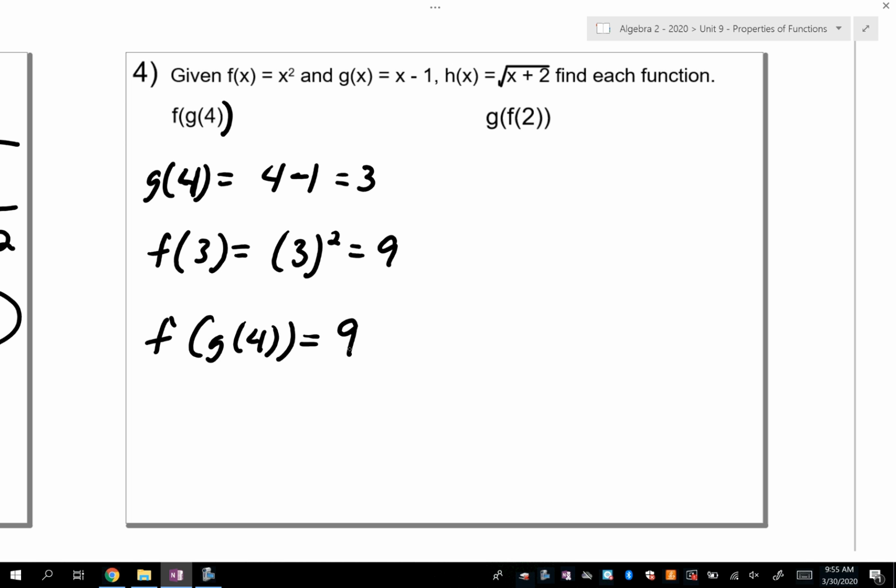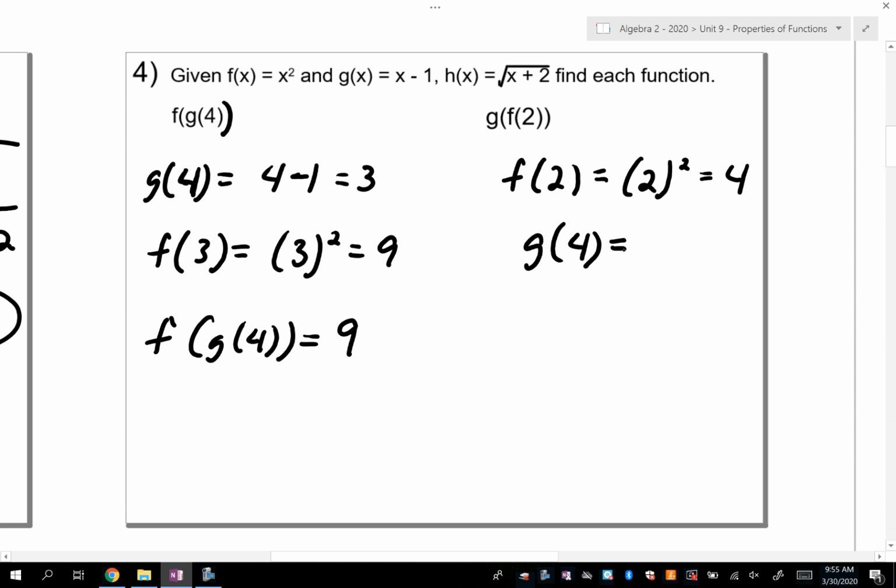All right, so let's try it with the next one, g of f of 2. So again, I don't care about the first function g. I'm just going to do f of 2, and that's going to be 2 squared, which is 4. Again, that's not the answer. We still need to do g of that number. So I'm going to do g of 4, which is 4 minus 1, or 3. So g of f of 2 is 3.